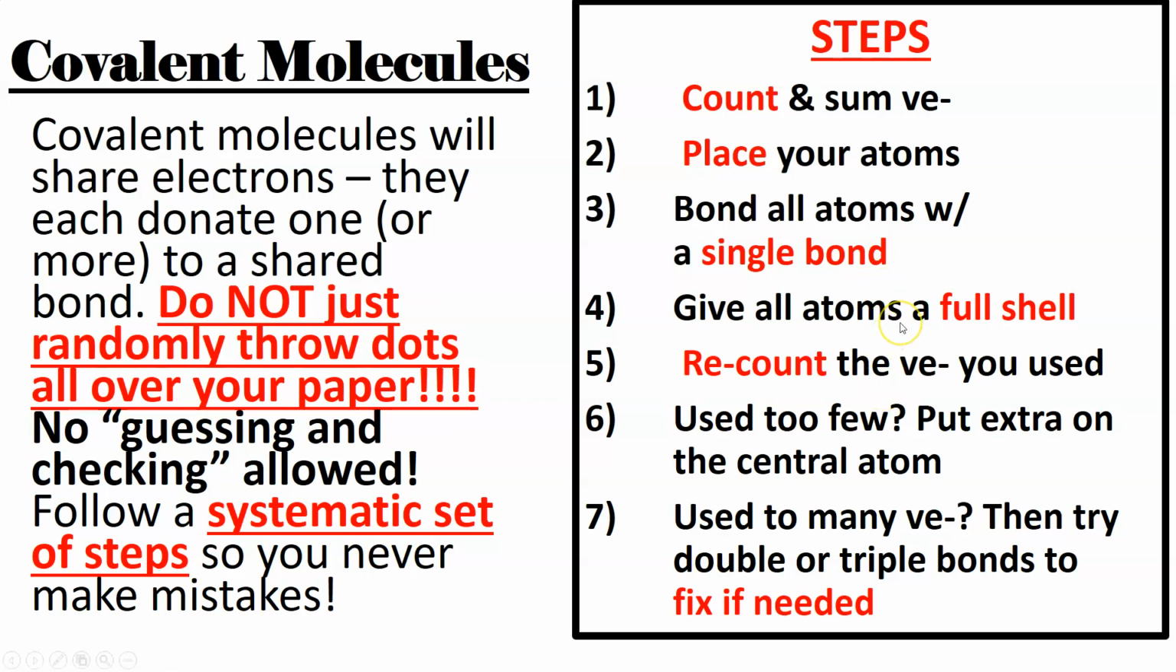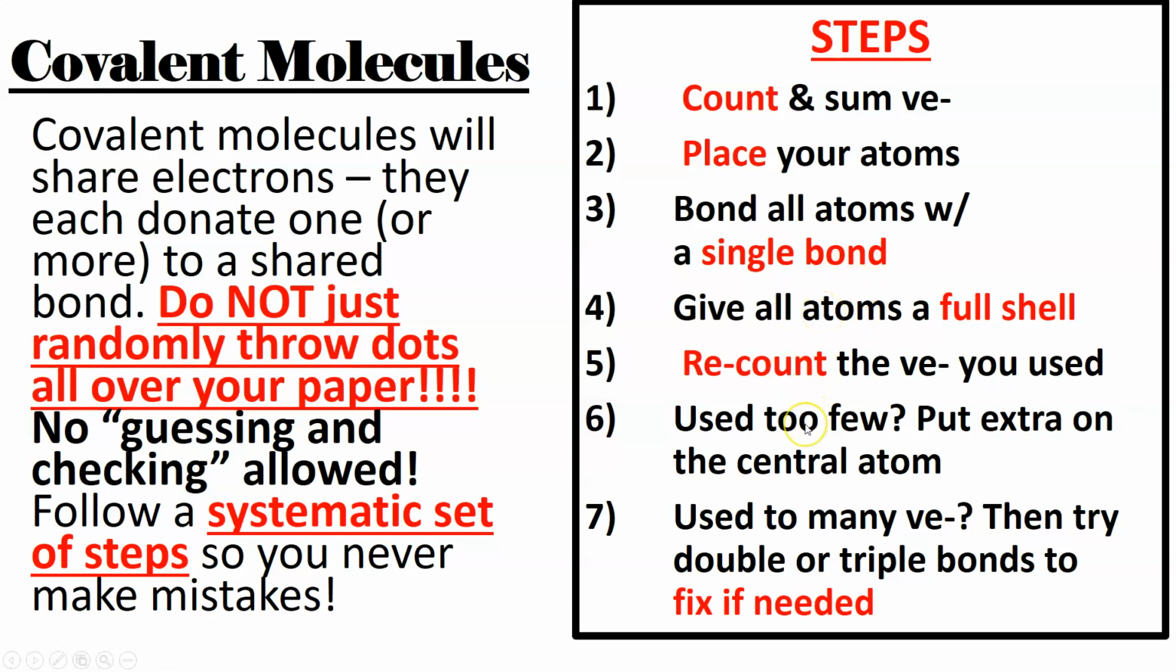Then what we're going to do is, because this is just a drawing and I'm just trying to draw some model to see if it works, I'm going to give every atom however many electrons it would like to have a full shell. Just going to say, hey, the simplest option is everybody's happy, right? Then I do step 5 and I count how many that I used.